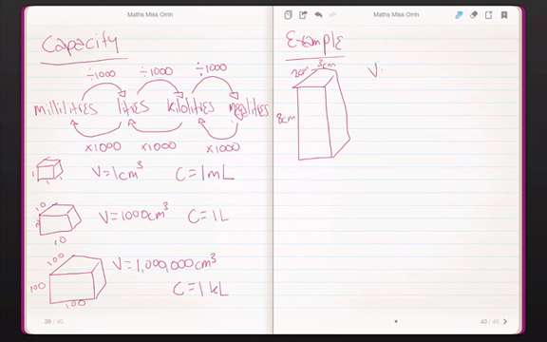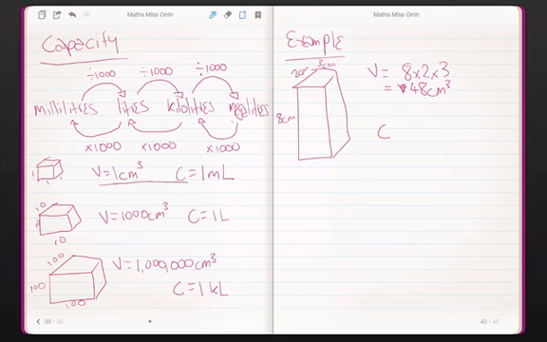So we do the volume the same as always. Height times width times length, okay? So we've got 8 times 2 times 3, right? 2 times 3 is 6, and 6 times 8 is 48. Whoa, why did I write that? 48 centimetres cubed. That's the volume. So what we look at is we say over here, if 1 centimetre cubed is 1 millilitre, and we have 48 centimetres cubed, it must just be 48 millilitres.